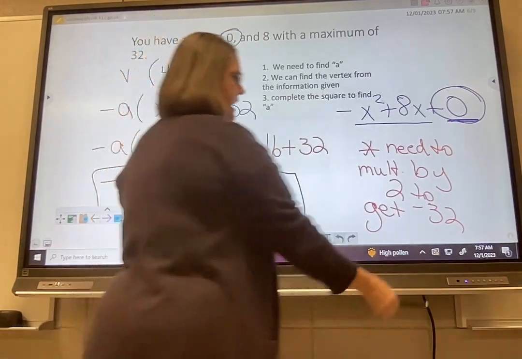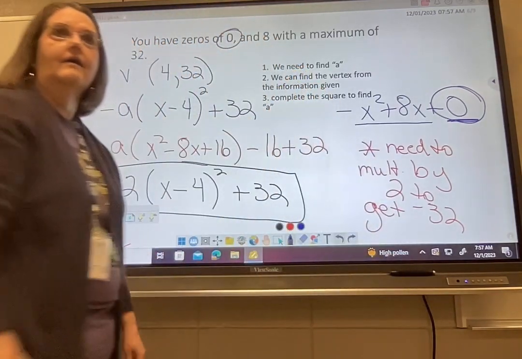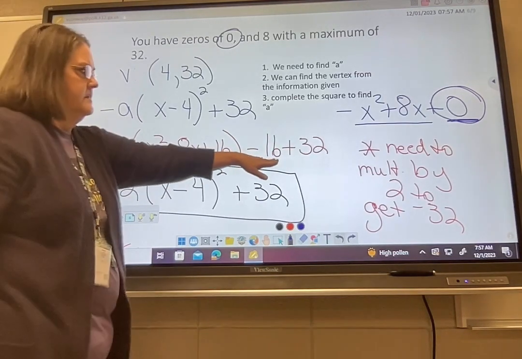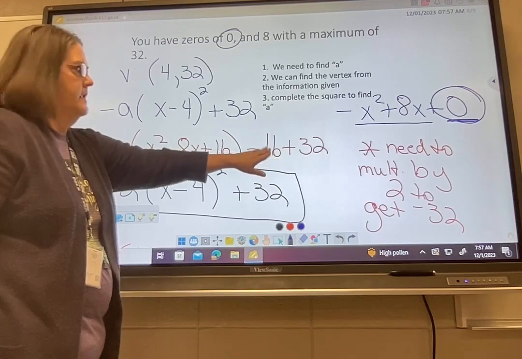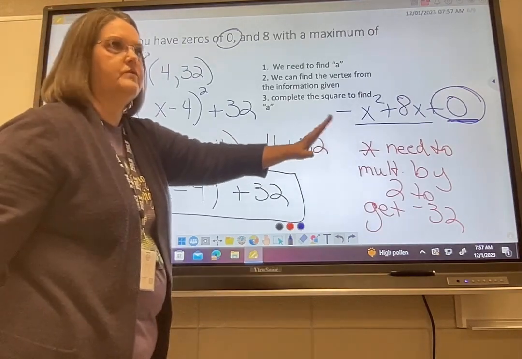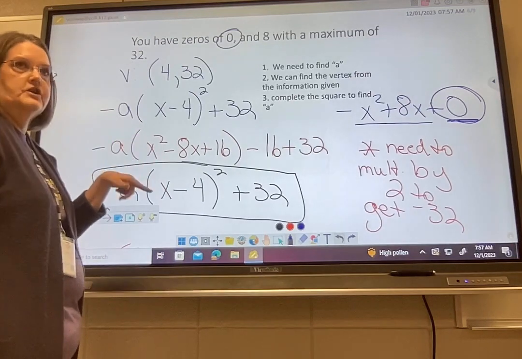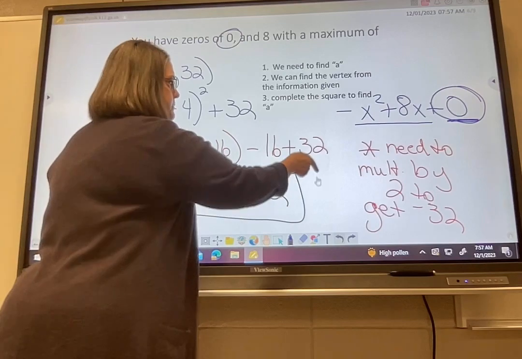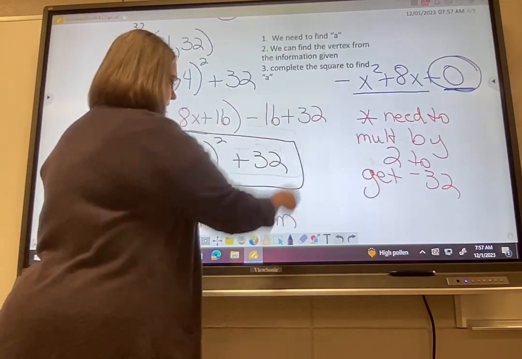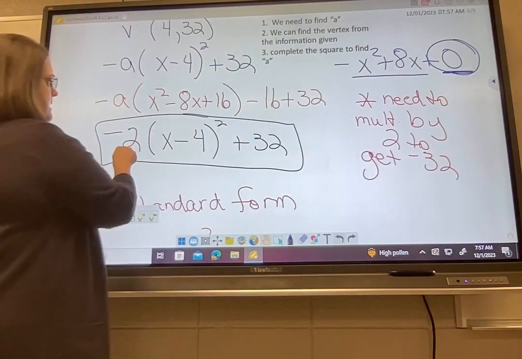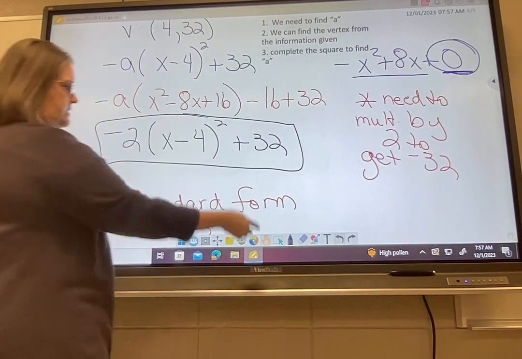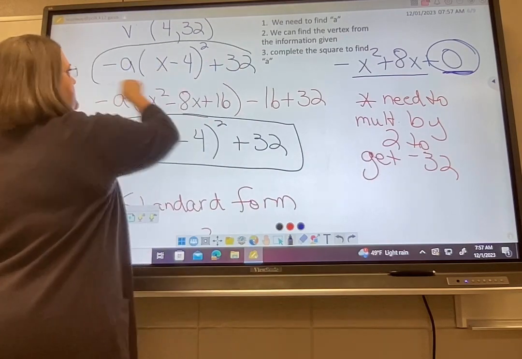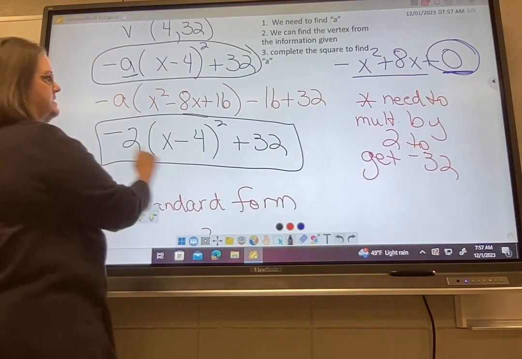So I have to figure out, like I said, I'm hunting that a, what I need to multiply by. I've got this, and I know that that's not 0. Negative 16 plus 32 doesn't give me 0, but negative 32 plus 32 will. So since negative 32 plus 32 will, that gives me my a. All I have to do is put a 2 right here, and I go back to the form that I started with, and I just put a 2 in here, and it fixes the whole situation.